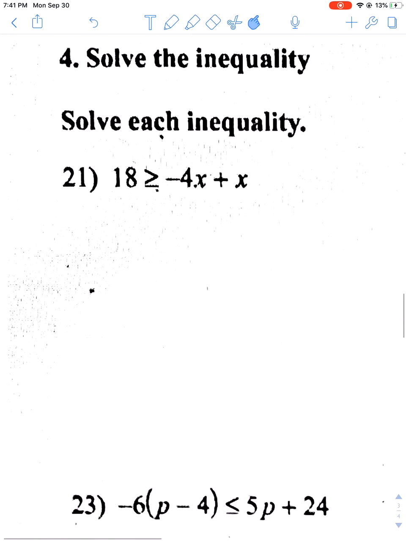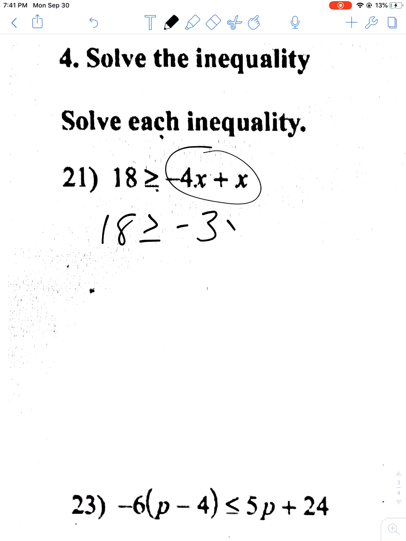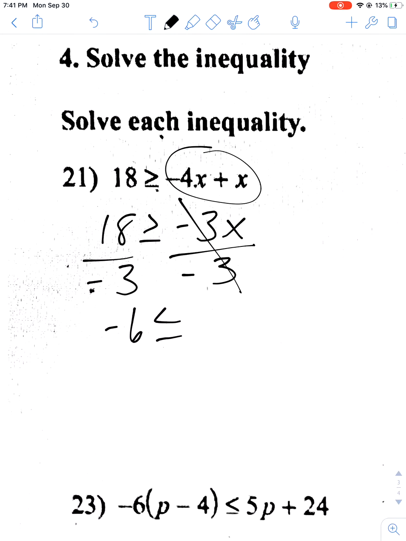All right, solve each inequality. Let's combine these. That gives me negative 3x. All right, so I need to divide both sides by negative 3. But I'm dividing by a negative here, so I've got to flip my inequality.